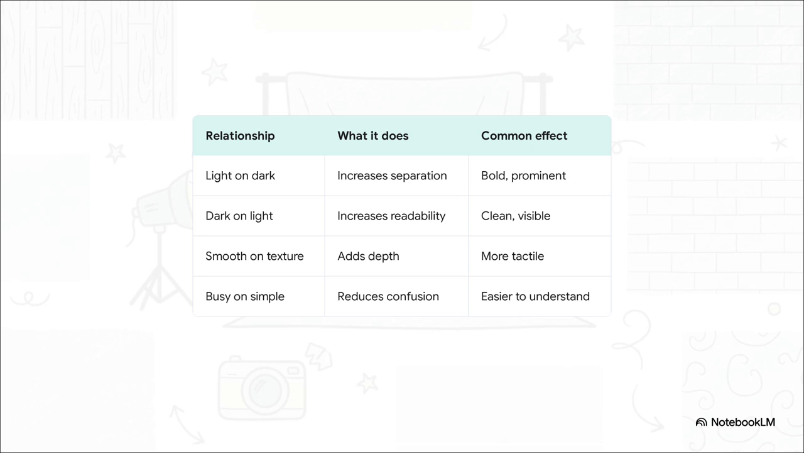Got a really busy, visually complex product? Pair it with a simple backdrop to dial down the confusion. As an apprentice, this is your primary toolkit. The backdrop's job isn't to be a superstar on its own. Its job is to create these specific relationships so the product can completely shine.